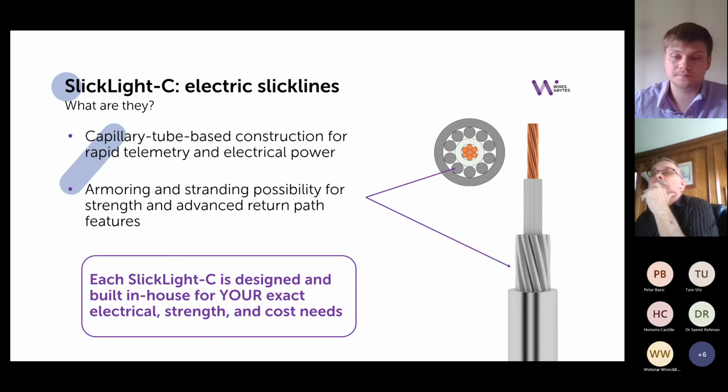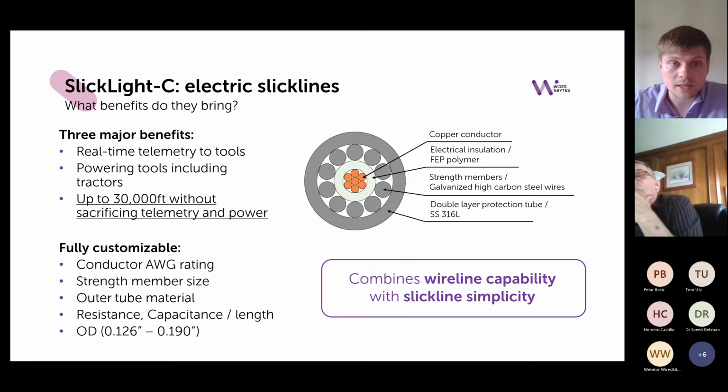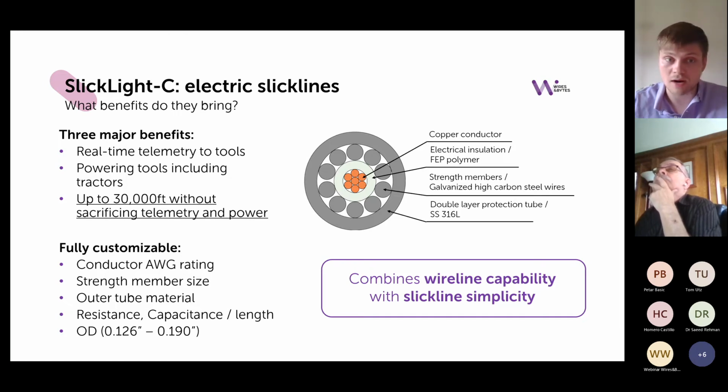So moving on, the three major benefits to this cable. Again, real-time telemetry to tools. This cable can power tools, including tractors, and we can manufacture this cable up to 30,000 feet without sacrificing telemetry and power. And the way this is done is that the cable, once again, is fully customizable.